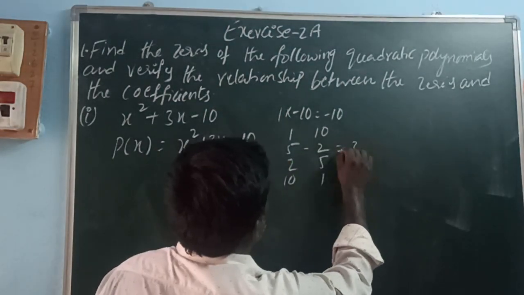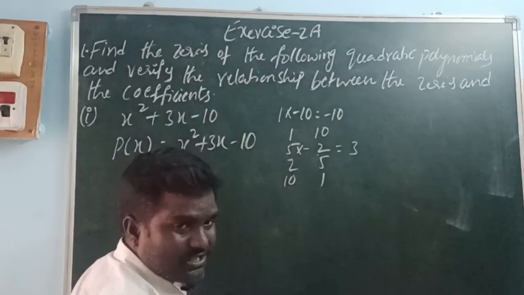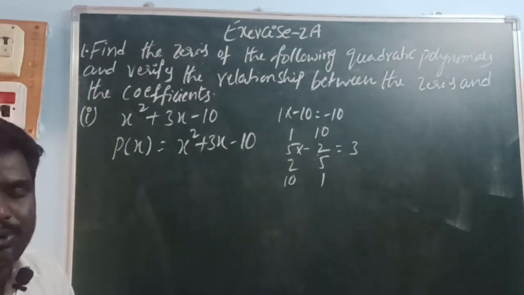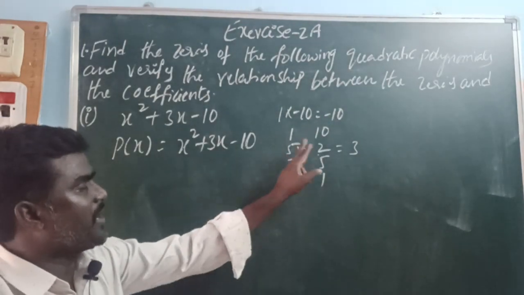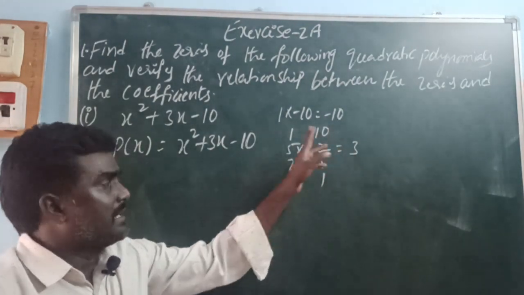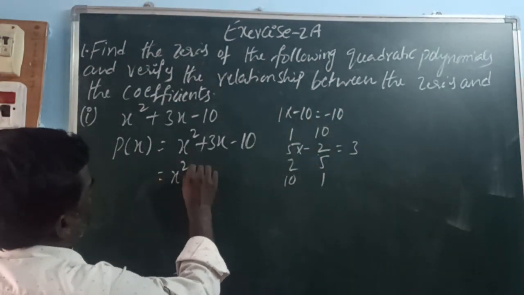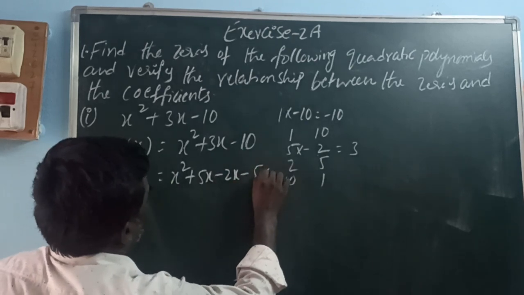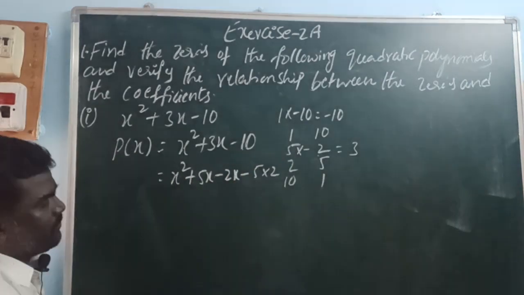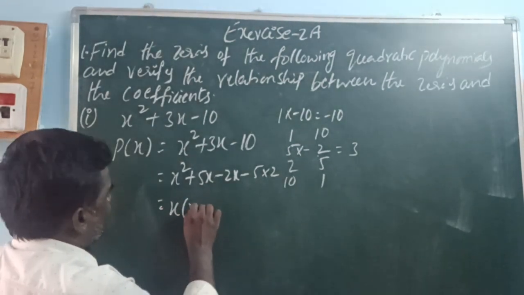That is 5 minus 2. 5 minus 2 is 3. When you multiply 5 into minus 2, we get minus 10. So the factors whose product is minus 10 and whose difference is plus 3 are 5 and minus 2. So x square plus 5x minus 2x minus 10; 10 we can write as 5 into 2. From the first two terms, what is common? x of x plus 5.